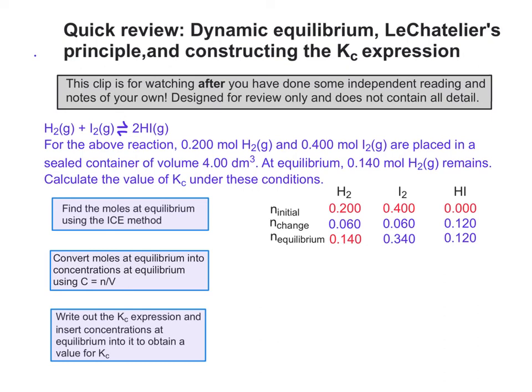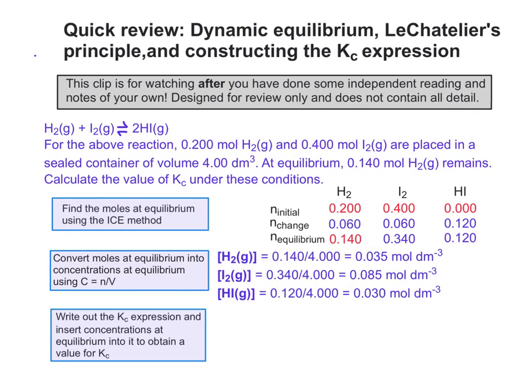However, as I've said, this is just moles at equilibrium. We want concentrations at equilibrium. So dividing all of the moles at equilibrium by the volume of the total container, so the total volume of the mixture of gases, which is 4 decimeters cubed, you get those values in moles per decimeter to the minus 3. If we write out the Kc expression, you'll see that you've got the same number of concentration terms on the top and the bottom, so all the units actually cancel each other out.